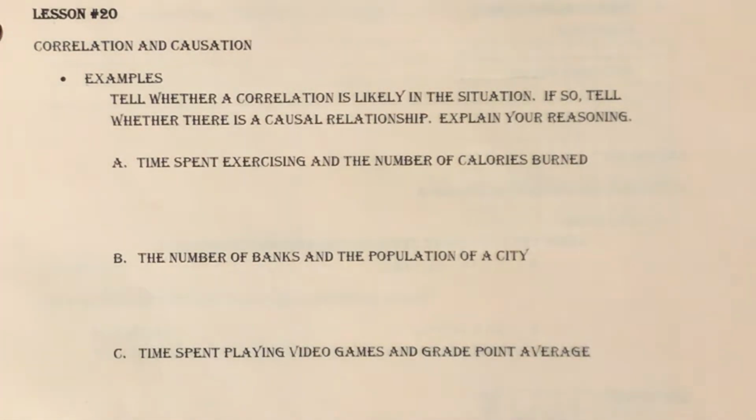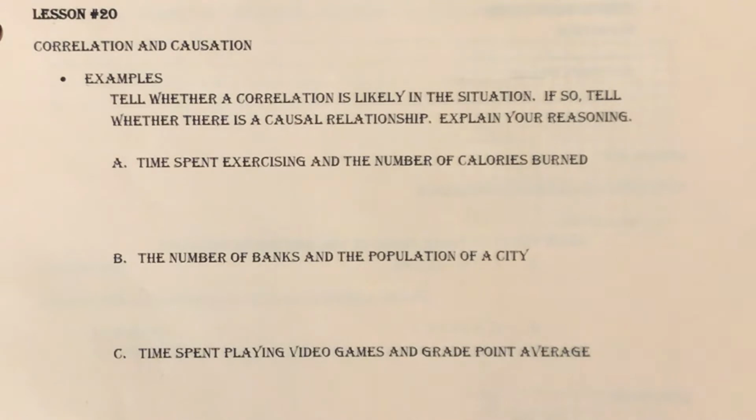What we're going to do in these three examples on lesson number 20 is decide, all right, if there's a correlation that's likely in this situation. So is there a relationship between the two things? And if there is, we're going to explain, is there a causal relationship? When one thing does something, does it exactly cause the other thing to do that? We need to make sure we're recognizing that just because there is a relationship doesn't mean that it's a causal relationship. But if there is a relationship, we need to determine if that's a causal relationship. So let's take a look at three examples here.